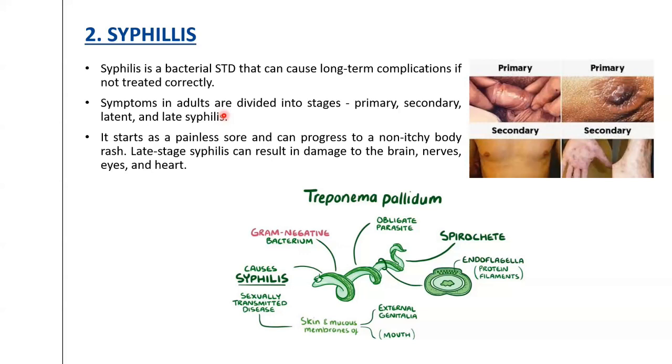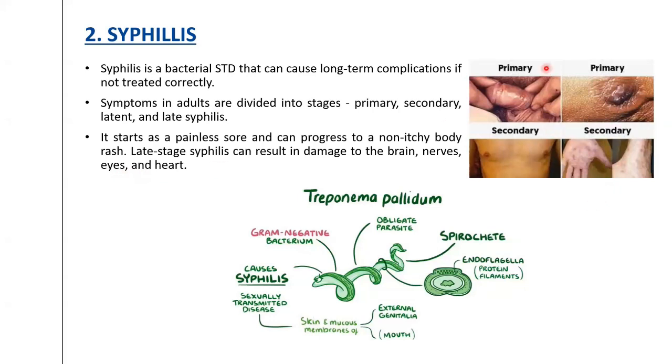It can get as bad as possible if we do not treat syphilis at the right time. It starts as a painless sore and can progress to a non-itchy body rash. Late stage syphilis can result in damage to the brain, nerves, eyes, and heart. So it is very important to get it treated as early as possible to avoid damage like brain damage or nerve damage, before it can damage the eyes or heart.